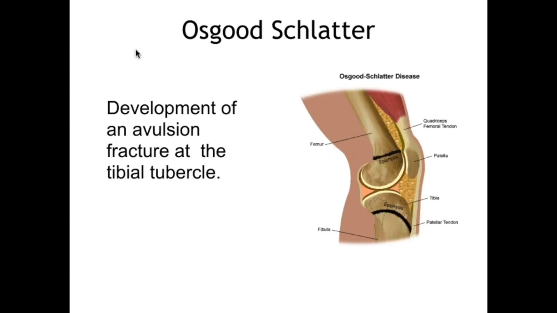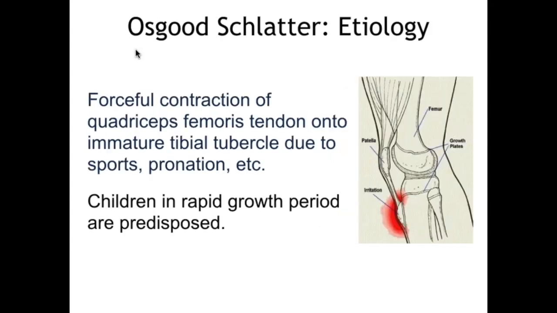Osgood Schlatter. I'd be surprised if you didn't know somebody who had this, if not you yourself. More in boys than girls, but it's a development of the avulsion fracture at the tibial tubercle, all right? You can see where the red mark is on this picture. That's your tibial tuberosity. That is where your quadriceps femoris tendon inserts.